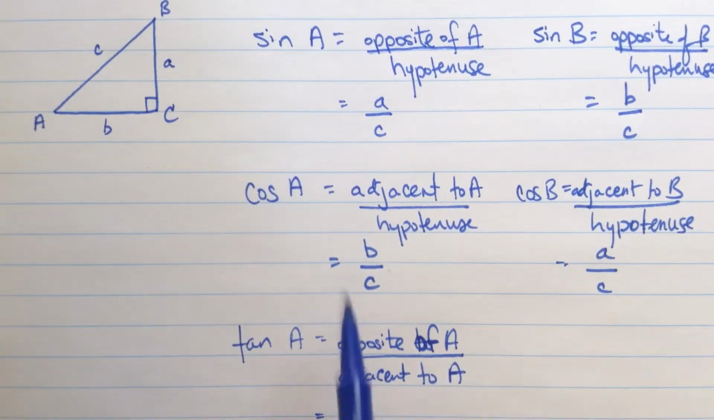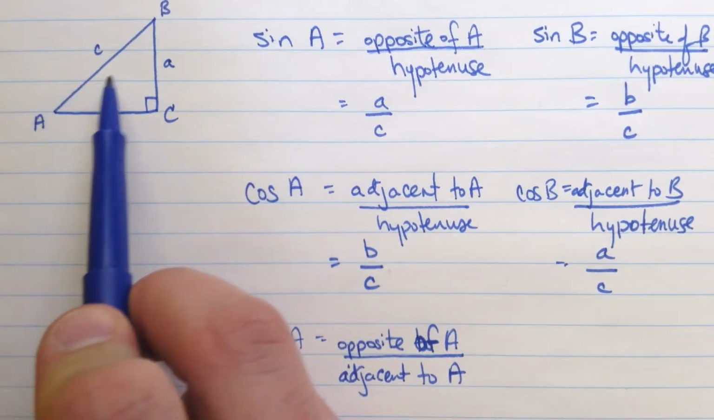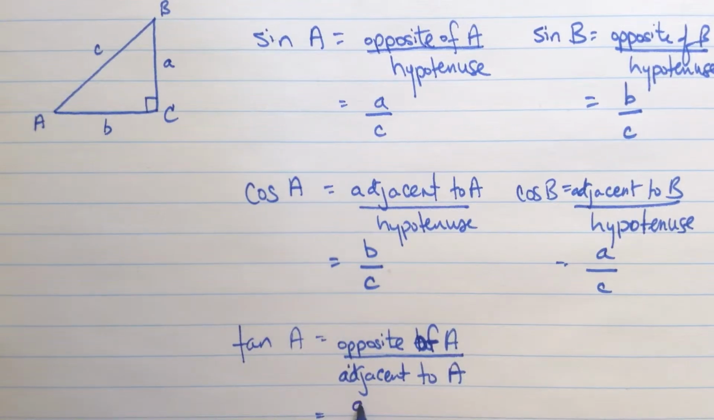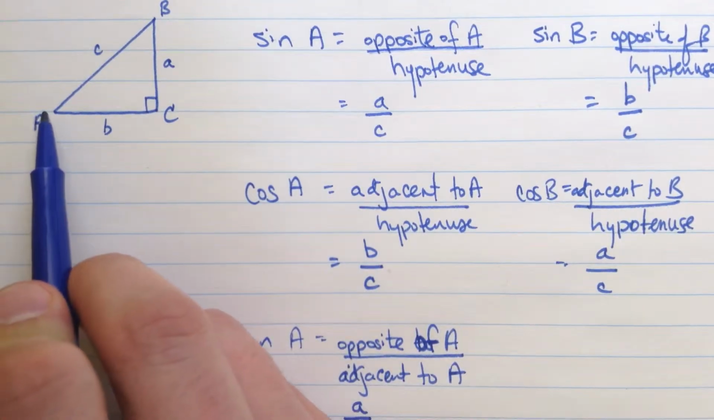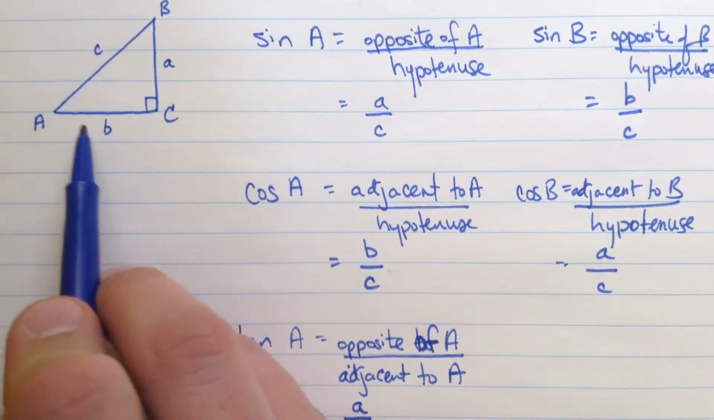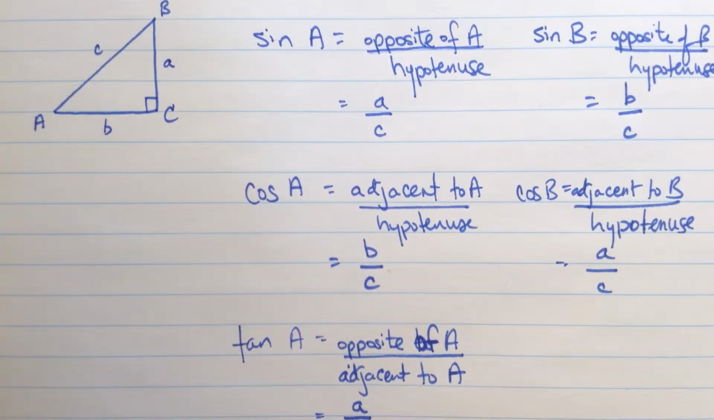Okay, so the opposite of A, there's A. Opposite is little a. And adjacent is not C, because that's the hypotenuse. Adjacent is B over here. Tan of A is A over B.